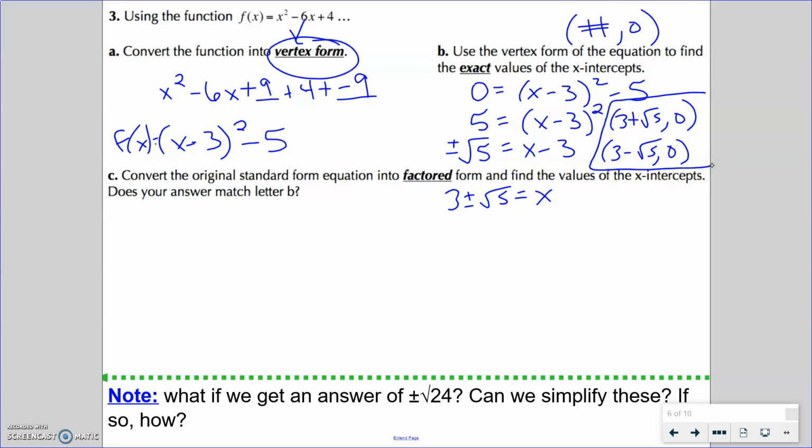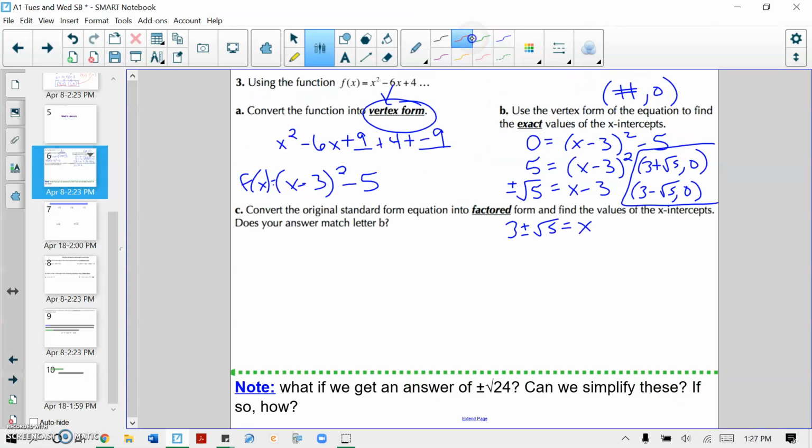And so really, if you actually wanted to plot this on a graph, you would use the decimal instead of square root of 5, right? But what happens is most of the time in math moving forward, like when you get to algebra 2, but also on things like SAT and ACT, they tend to leave their answers as radicals because they're more accurate than using a decimal and kind of rounding. Okay, so today's going to be kind of a focus on what does that look like when we've got weird answers like that. So letter C says, convert the original standard form equation into factored form and find the x-intercepts.